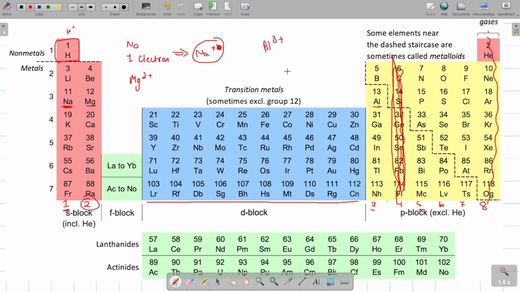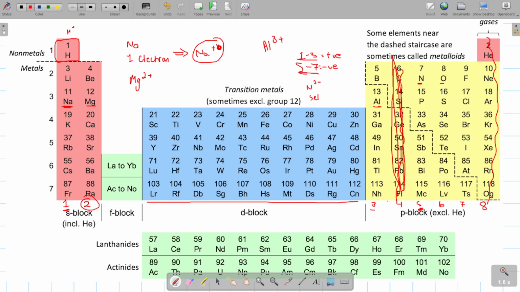Group 5. Now from 5 to 7, you have 1 to 3 which is always positive, and 5 to 7 here is negative. If you're in group 5, how many more do you need to get 8? Let's say N, nitrogen. Since it's in group 5, you have 5 electrons. How many do you need to get 8? 3. So you're going to gain 3. If you're gaining electrons, it's going to become minus. So always, from 1 to 3 positive, 5 to 7 negative.